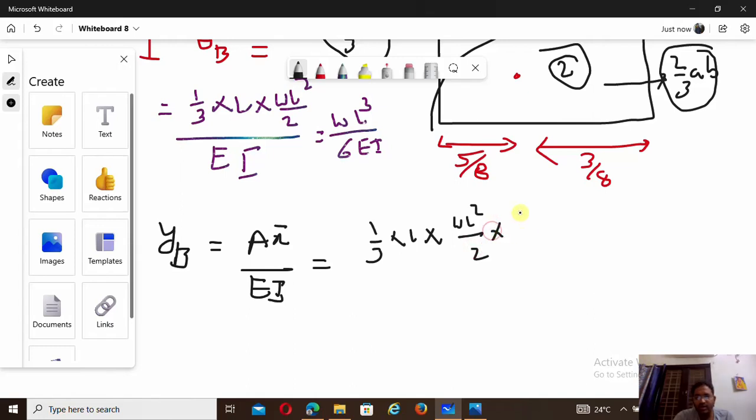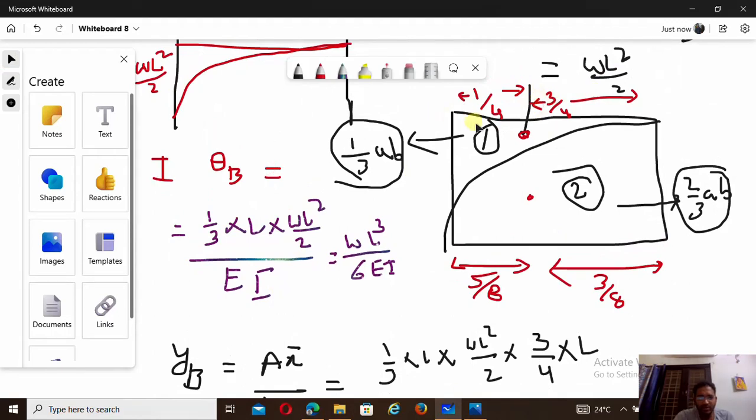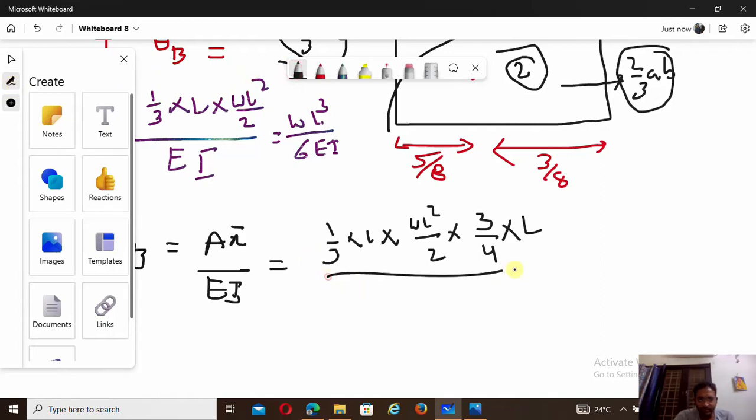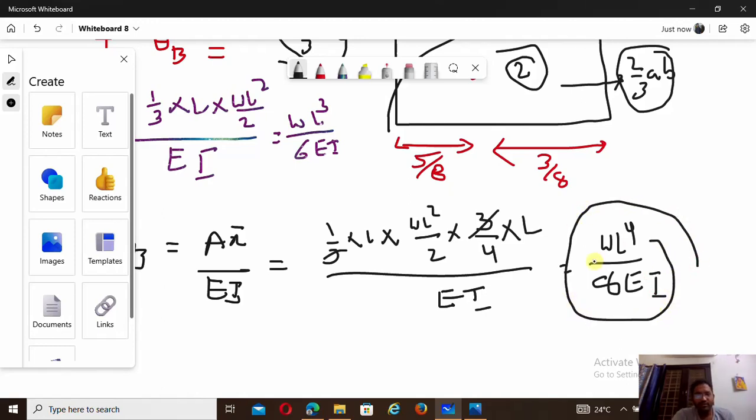What is the centroid here? 3 by 4th into L. Am I right? So this is 3 by 4th of L, and this 3 by 4th you have to consider, divided by EI. Finally the 3 gets cancelled, so W into L square into L, finally we got WL power 4 divided by 8 EI. This is the final formula for deflection for a cantilever beam carrying a uniformly distributed load.